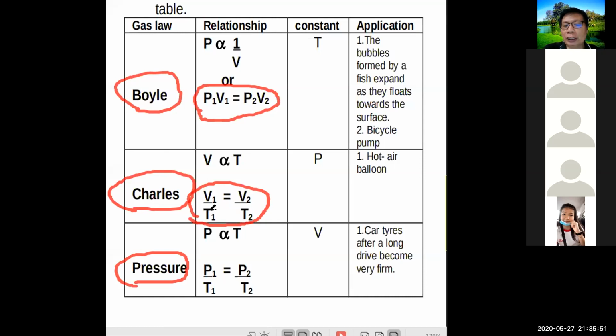This temperature is not normal temperature, not the degree Celsius, it's absolute temperature. Absolute temperature means this temperature is in Kelvin. It cannot be in degree Celsius. Change to Kelvin. And the last one is pressure law. Pressure law studies pressure and temperature. Pressure, temperature, pressure, temperature. Okay?